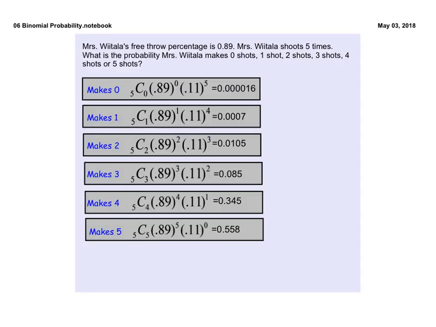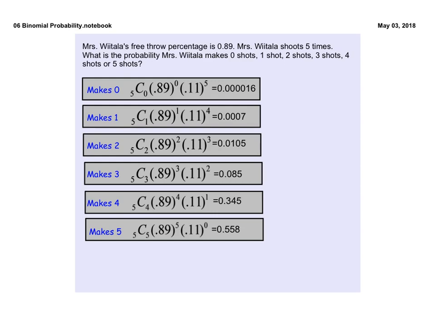All right, so this is going to show you what happens as we increase or decrease. It says in this problem, Mrs. Wiitala's free throw percentage is 0.89. It really isn't, this is totally made up. Mrs. Wiitala shoots 5 times. What's her probability that she makes 0 shots, 1 shot, 2 shots, and so on? So this is setting up a binomial for all situations here, okay?